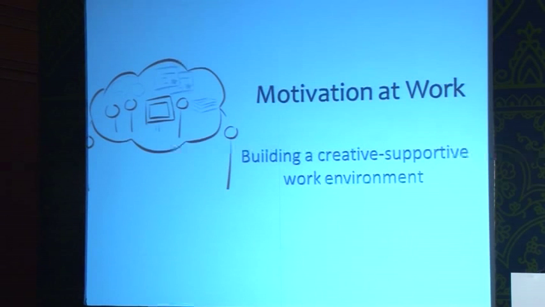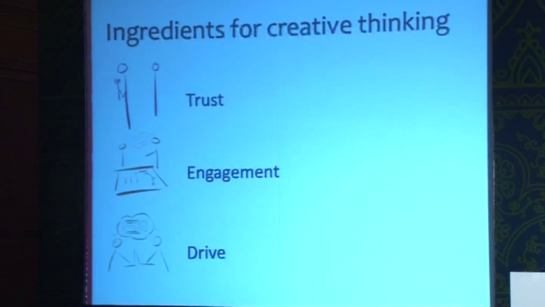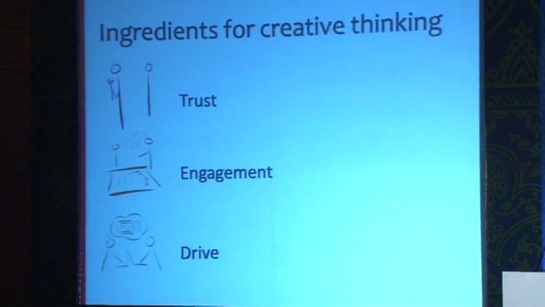So, we're all creative beings. And we come to work. How do we make sure that our work environment gives us the space we need to exercise our creativity? It turns out that when we get to work, the most important thing we really do is a whole lot of complex social interactions that are really soft skills. And the ingredients amongst those interactions for creative thinking are trust, and engagement, and drive. And it works a bit like this.